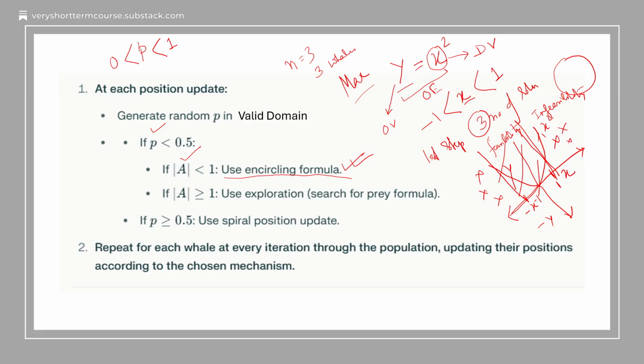Okay, and then if the value of p is greater than or equal to 0.5, you see the earlier condition was if the value of p is less than 0.5. Less than means less than 0.5, it cannot be equal to 0.5, because if it is equal to 0.5 or more than that, then you have to use the spiral position formula.